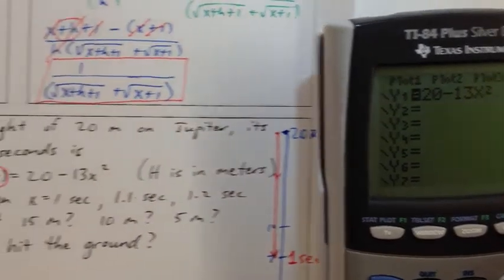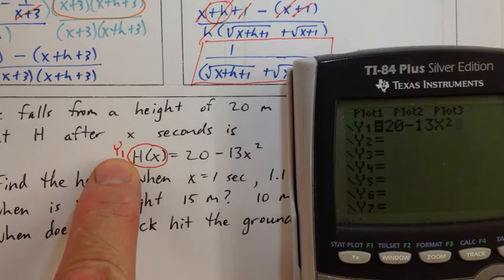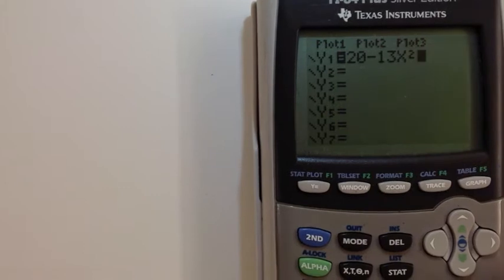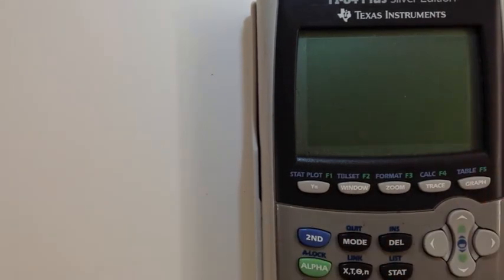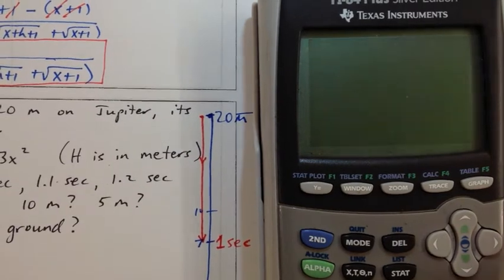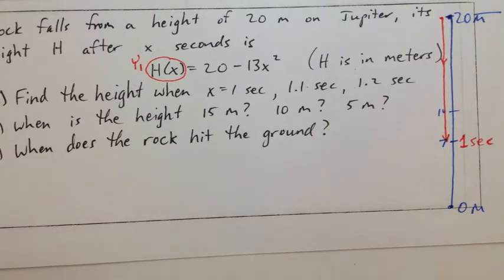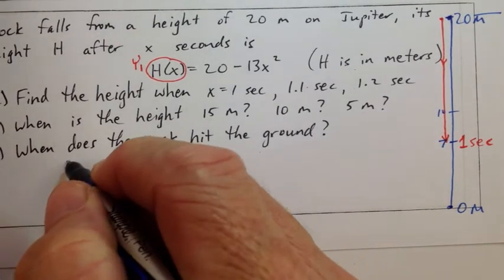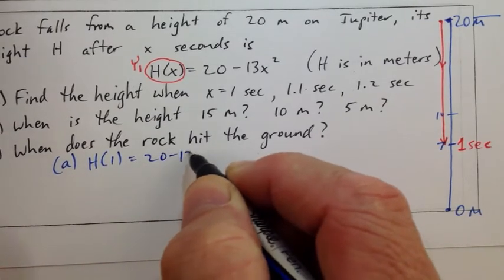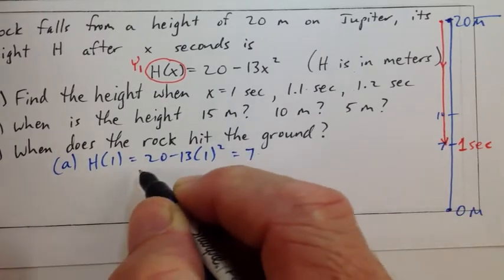So y1 is a function of x, just like here, we let the h of x equal y1. Most students don't know how to do this yet until they get to pre-calc honors, so I'm going to teach you right now. What we want to know is what h of 1.1 is. We already know that h of 1 is 20 minus 13 times 1 squared, which is equal to 20 minus 13, which is 7. We just talked about that.